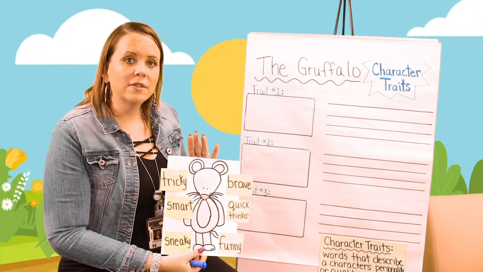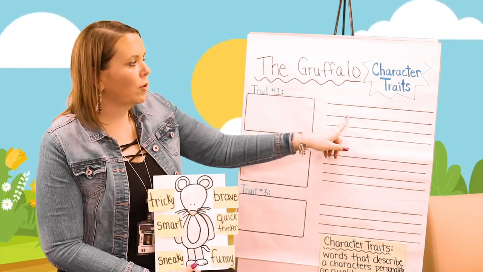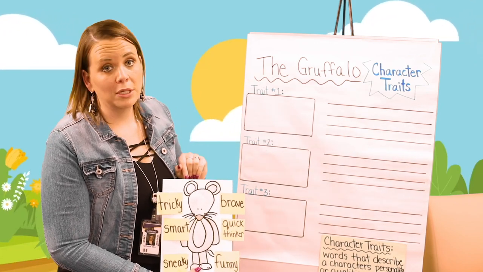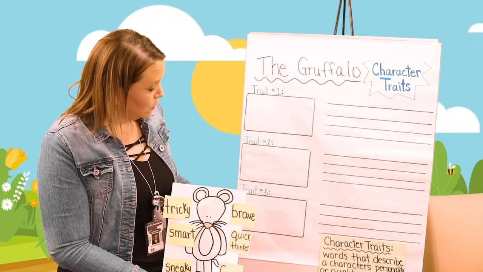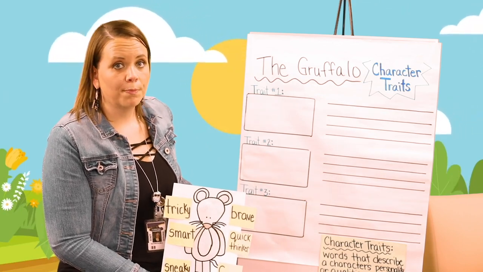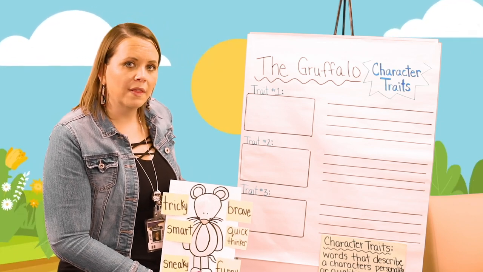So what I'm going to do is I'm going to pick two. I'm going to put them in the trait box. We are going to write a sentence with it, in a complete sentence. And then we're going to do trait two and do the same thing. This one down here, you're going to do on your own at home. So if you need a second, go get a piece of paper so you can take notes while we're doing this.